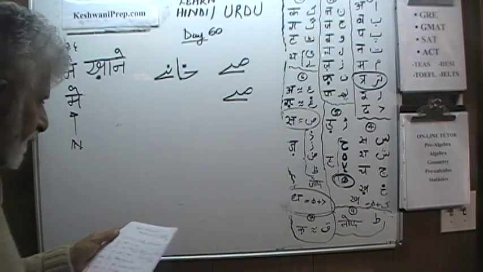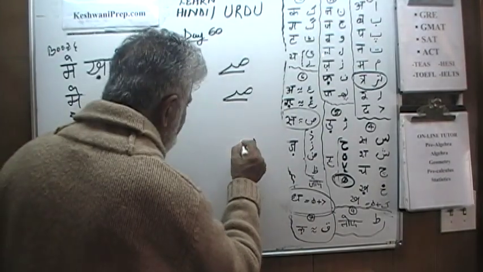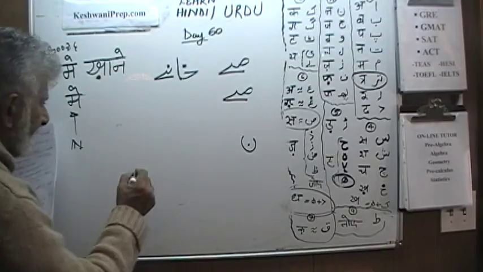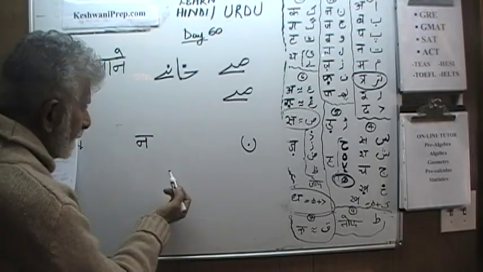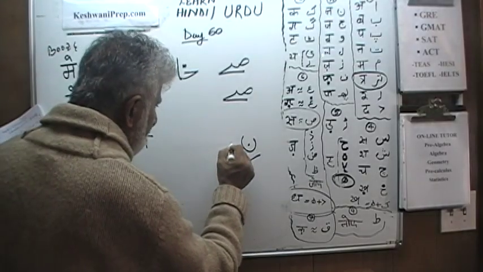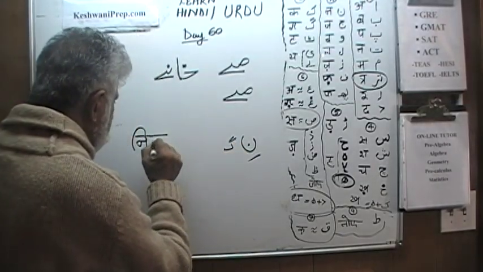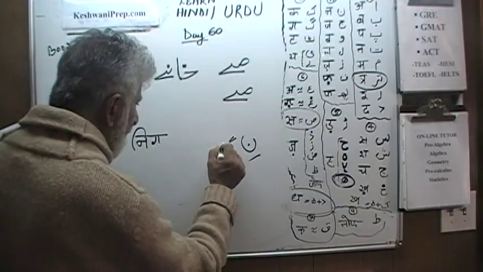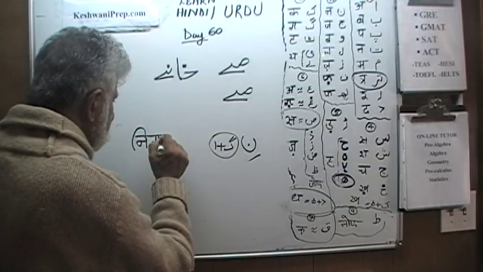The next word is tricky. We need a no. We don't need a no, we need a ni, choti ki matra. And then you need a ga. We don't need a ga, we need a ga.